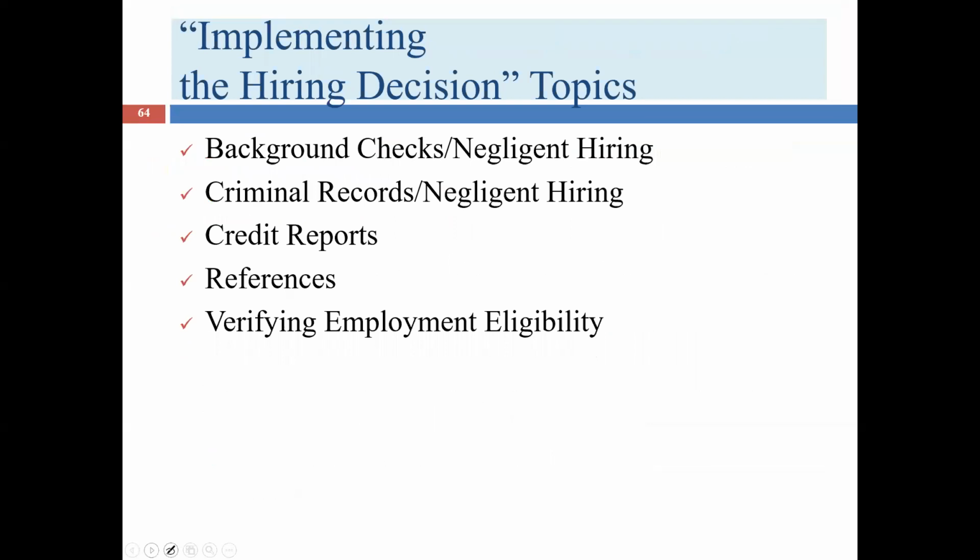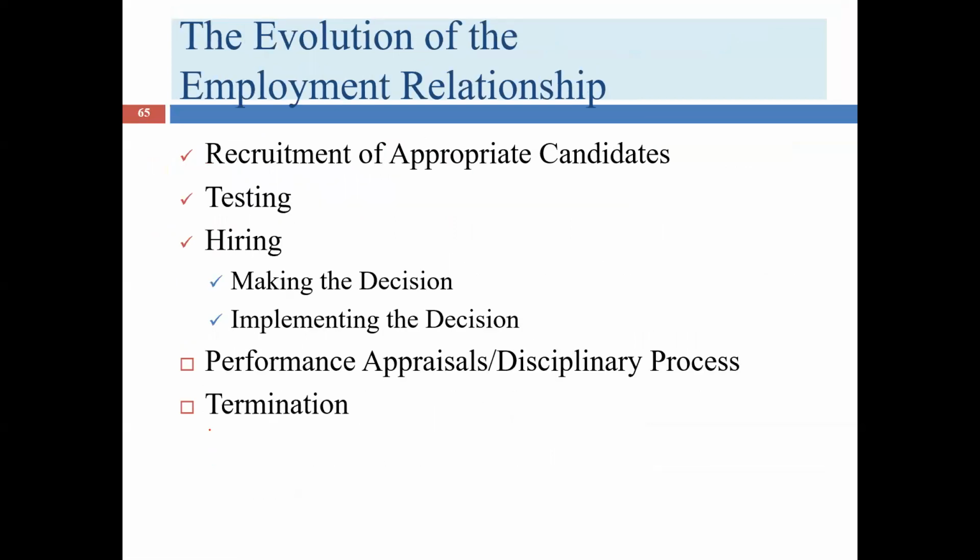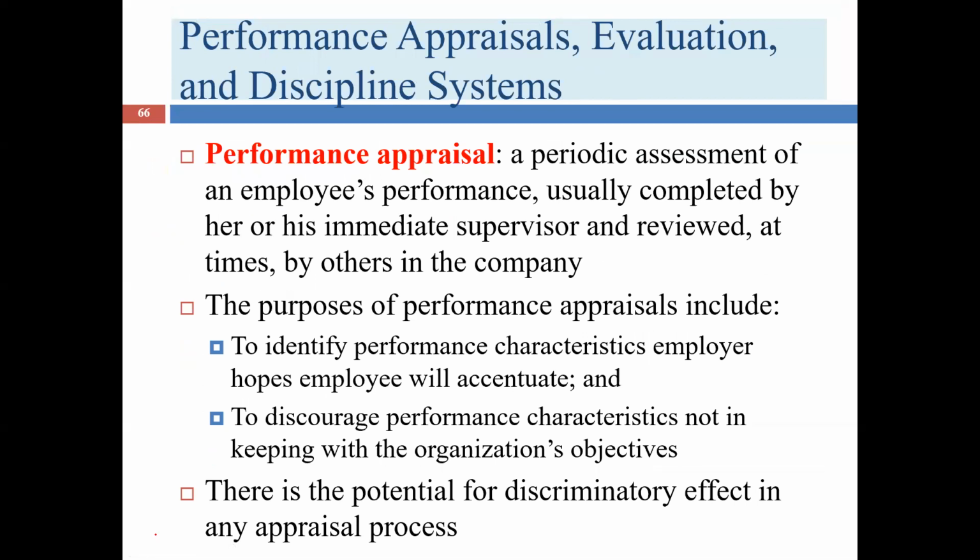Okay, so moving from that to happier things, or I guess not happier things, but different things, we're going to talk about the topic of performance appraisals and the disciplinary process. Most employees are going to have an appraisal at the end of their probationary period, which is usually at 30 or 90 days, sometimes at the 6-month point. And then after that point, typically the employee is going to have an appraisal once a year.